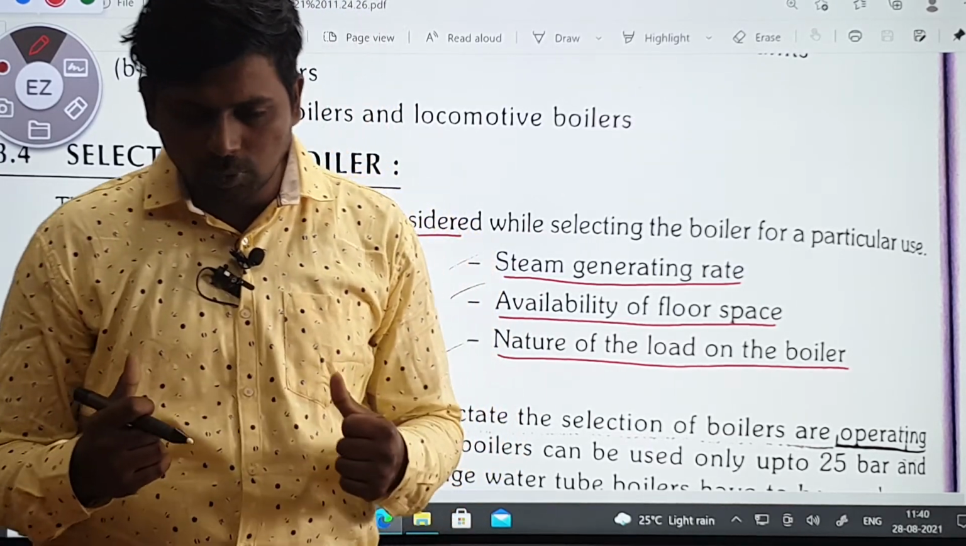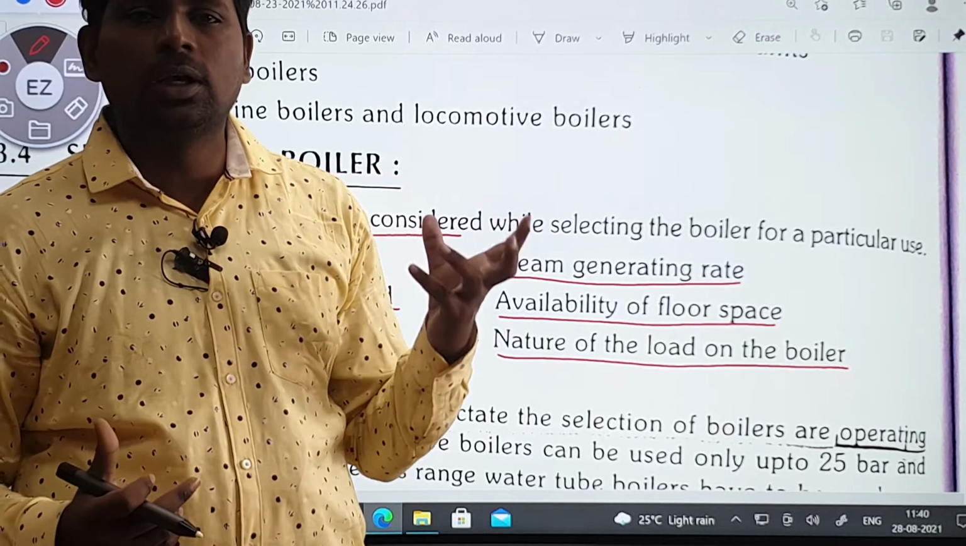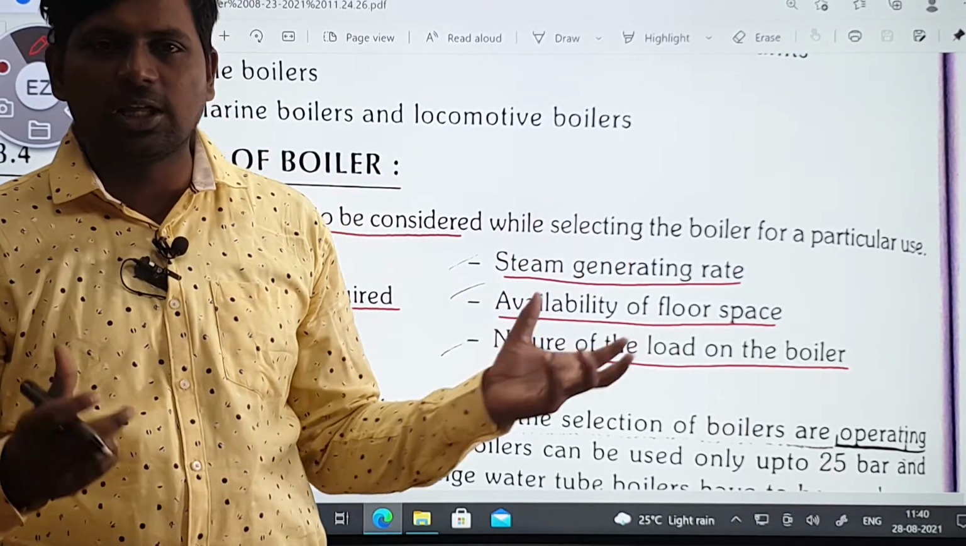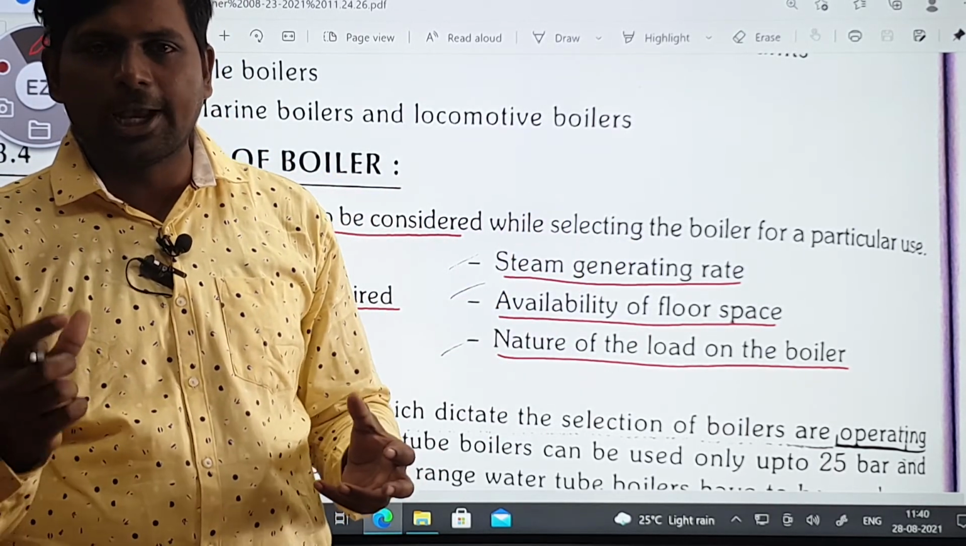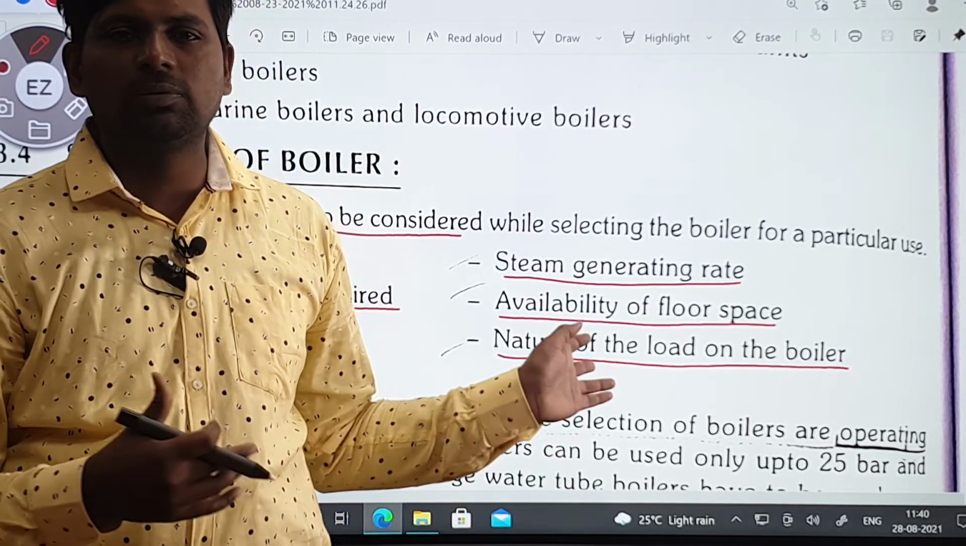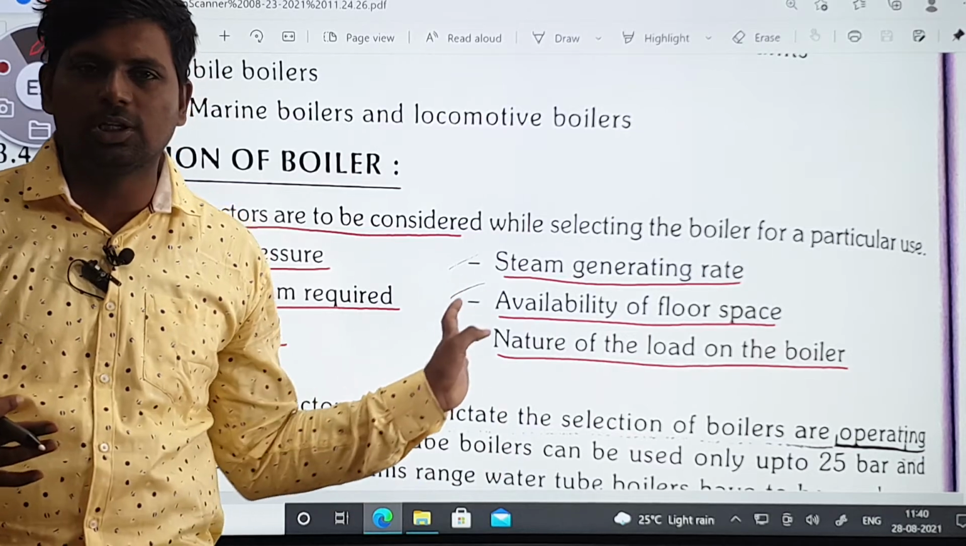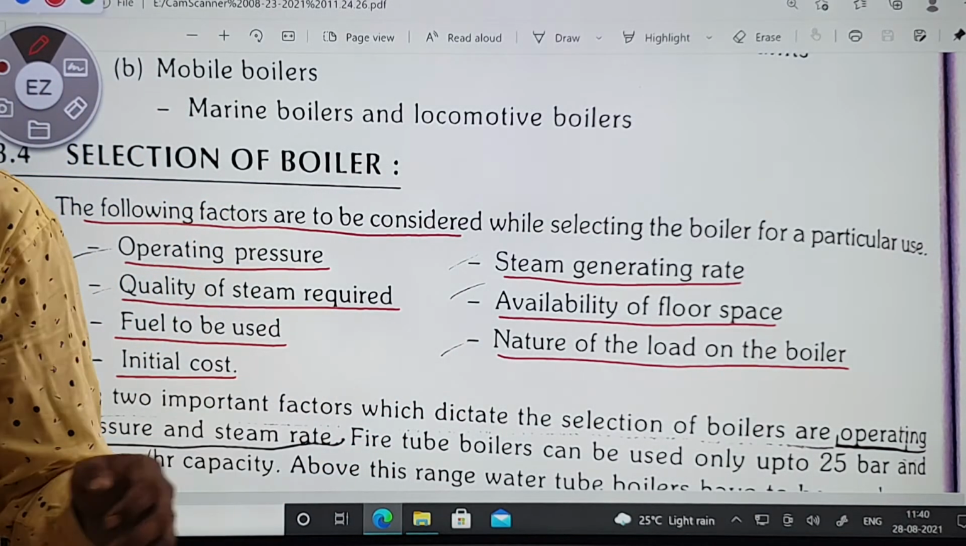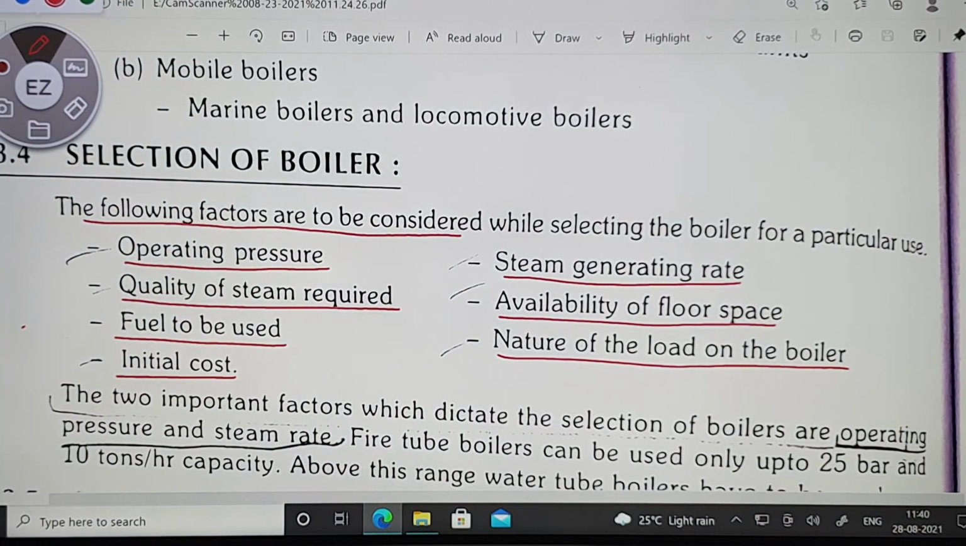So when you are going to any shop, you have to tell these parameters. Sir, I want this much of this, this much of that. Then only he will specify which boiler is available for this cost. So that one is known as the selection of boiler.